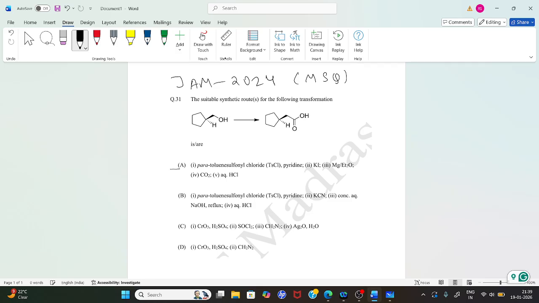We'll look at the first one. It says para-toluene sulfonyl chloride, that is TsCl, in presence of pyridine. So we'll begin with option A. What does it say? This is COOH, sorry, this is alcohol. So this is basically the alcohol part.